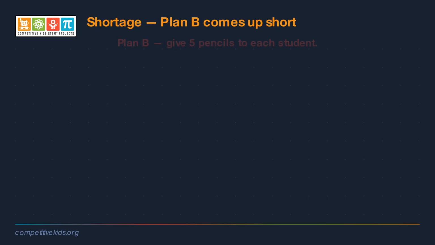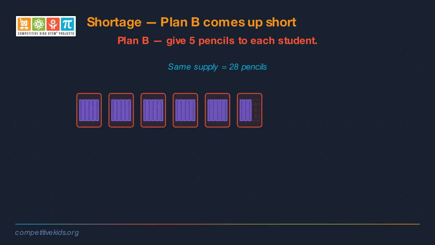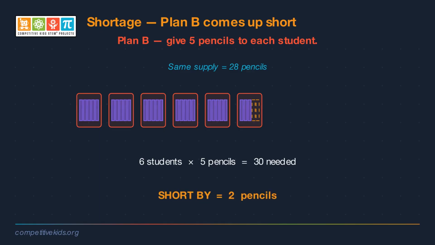Now look at shortage. Same supply, 28 pencils. The teacher tries plan B. Give 5 pencils to each student. With 6 students, each wants 5. That needs 30. She has only 28. She is short by 2 pencils. The supply is smaller than the plan needs.